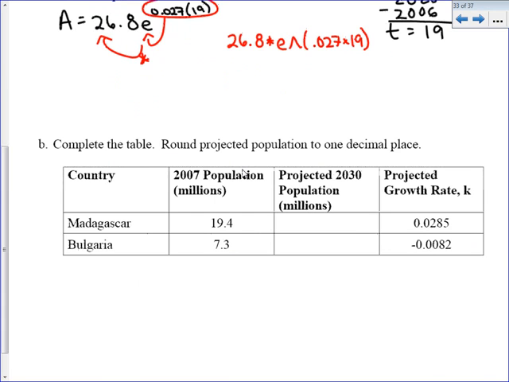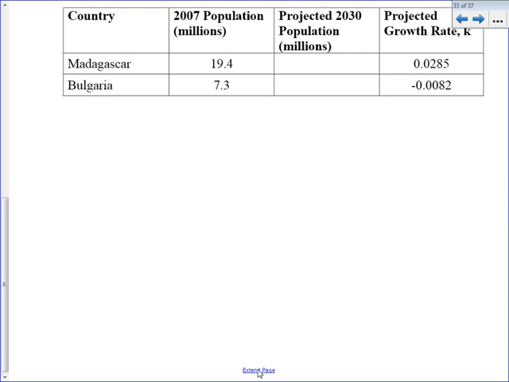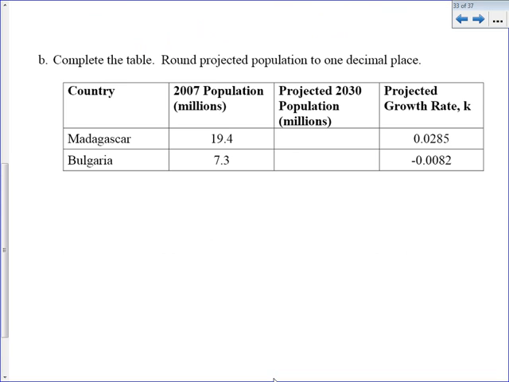So for B, complete the table around the projected population to one decimal place. Now you notice this didn't give us an equation. But we know the general setup for the equation. So we're going to have to start by putting the equation together ourselves. And you have this table on your homework, which is why we're doing some problems like this. So we have our starting population. So our equation always starts with A.